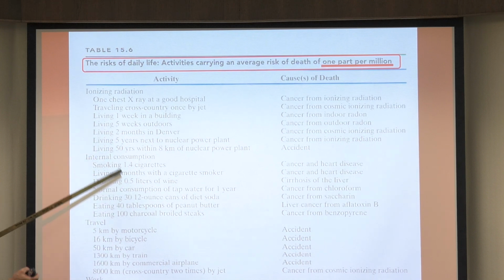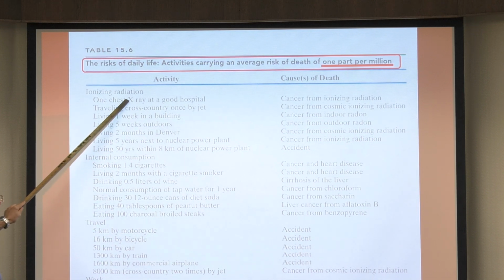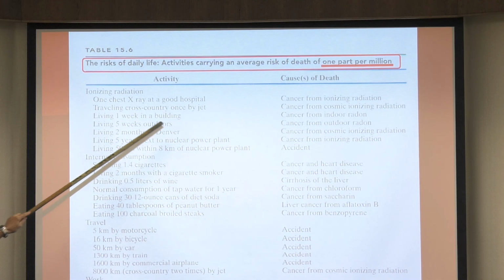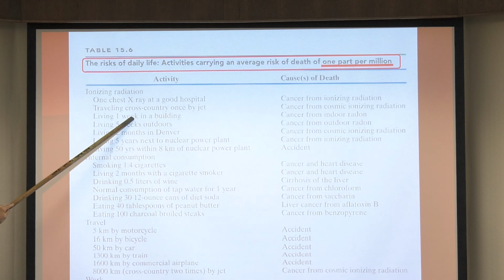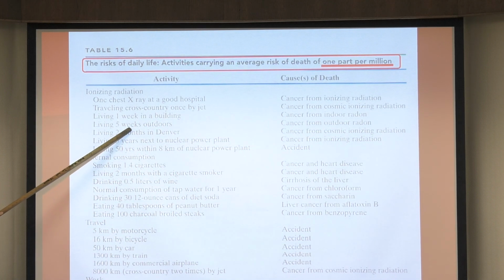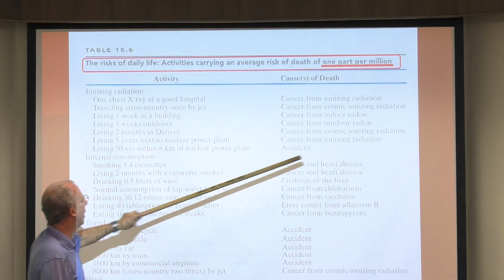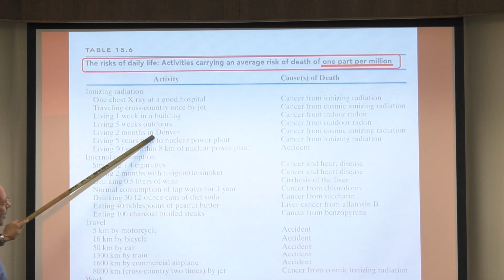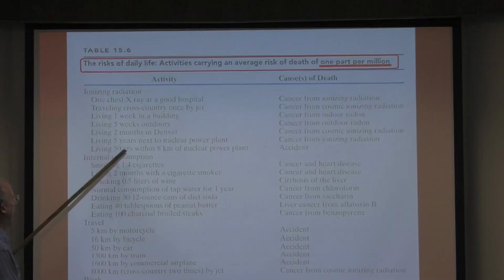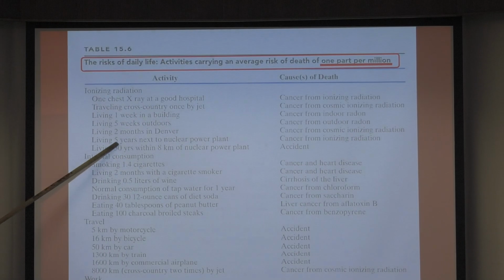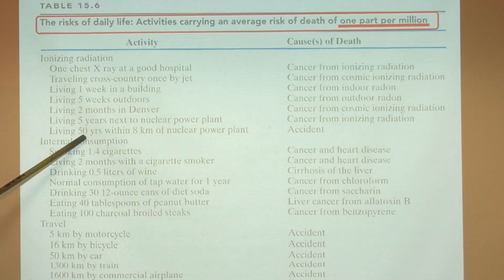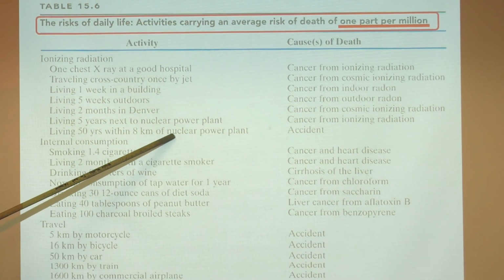So let's just look at a couple things, right? One chest x-ray is the same thing as traveling cross-country by jet, living 1 week in a building because of radon, that's on the mainland, living 5 weeks outdoors because of outdoor radon, living in Denver because of cosmic radiation, Denver's high elevation, living 5 years near a nuclear plant, living 50 years within 8 kilometers of a nuclear plant.